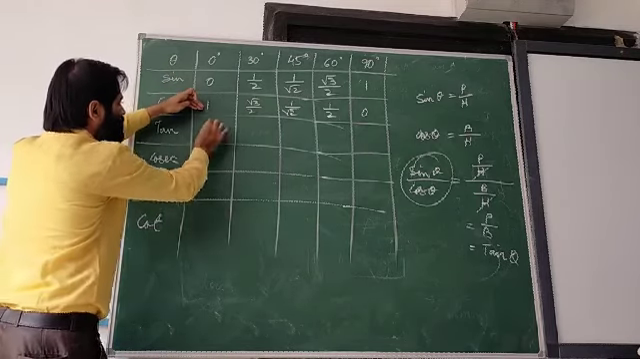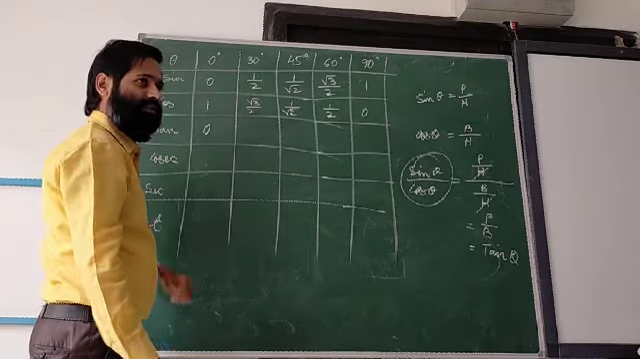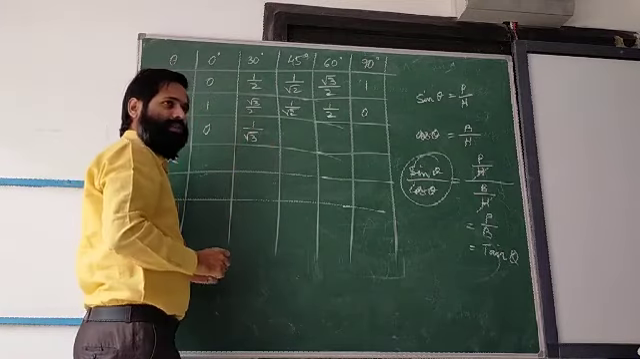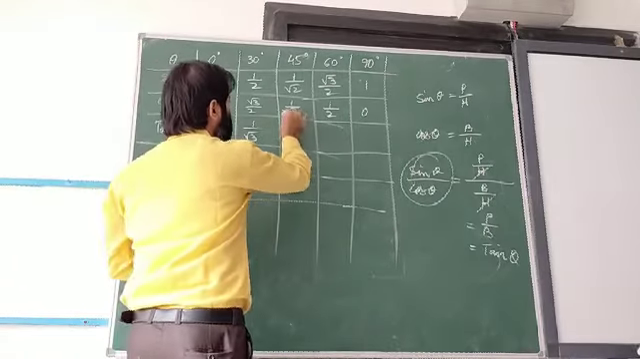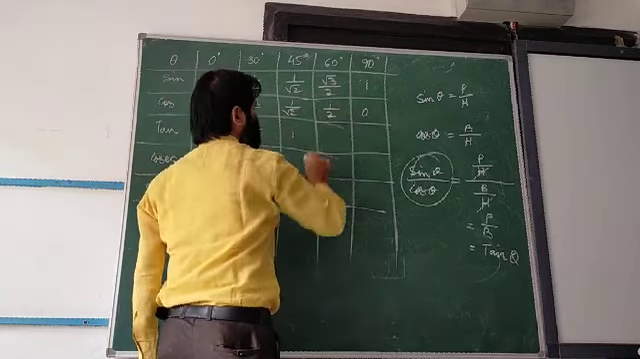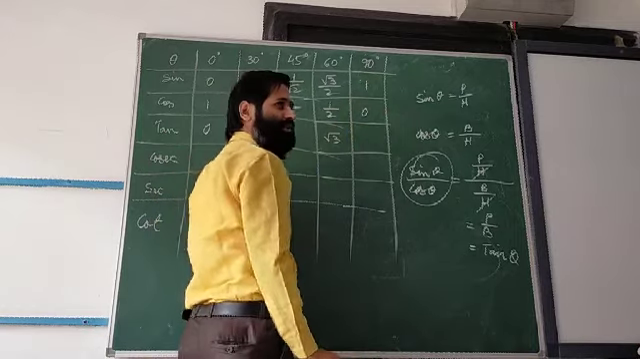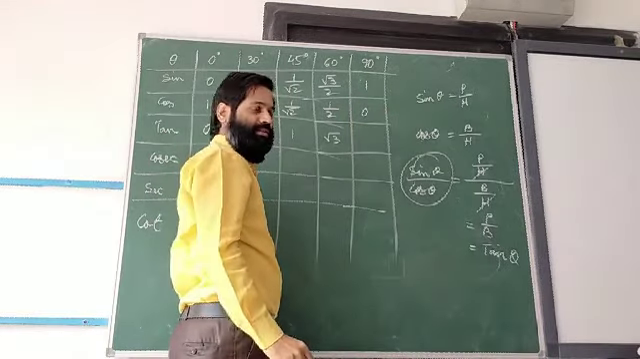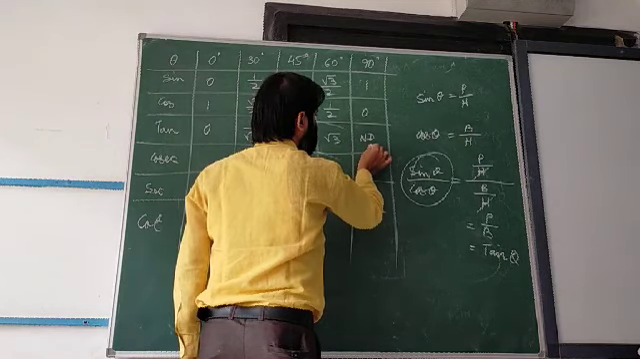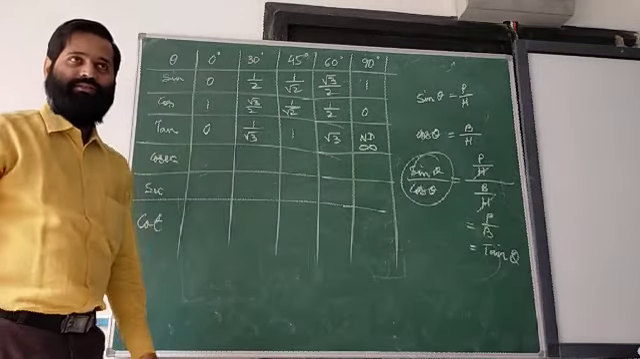So here, 0 by 1 is 0. This by this, 2 is cancelled, so we will have 1 by root 3. Is it clear? Now the same way, root 2 cancels 1, 2 cancels, only root 3. And 1 by 0 is not defined. Some places you will have this type of value also. That means it is infinity.